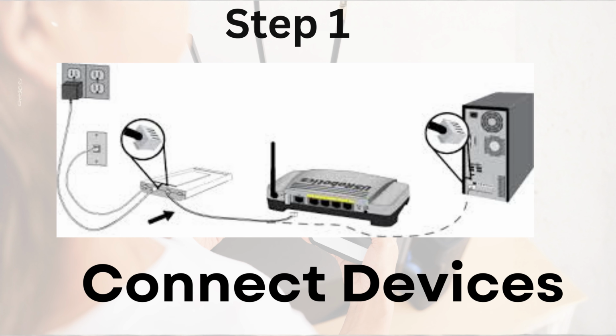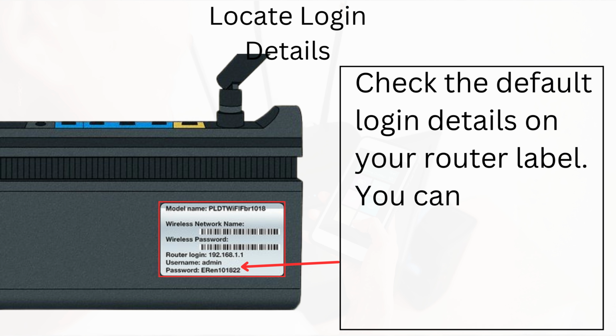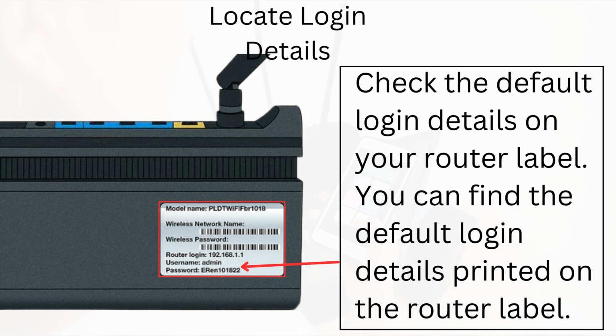Step 1, connect devices. Locate login details. Check the default login details on your router label. You can find the default login details printed on the router label.